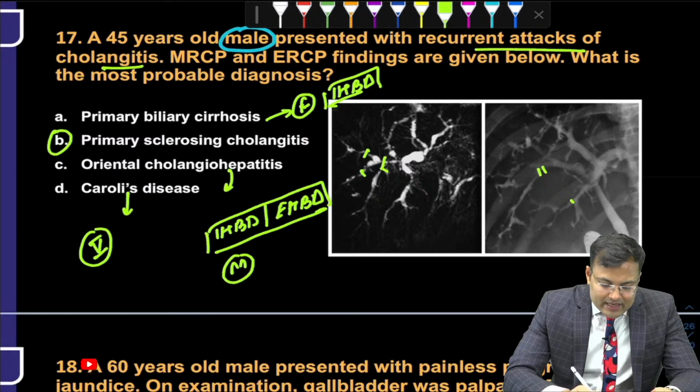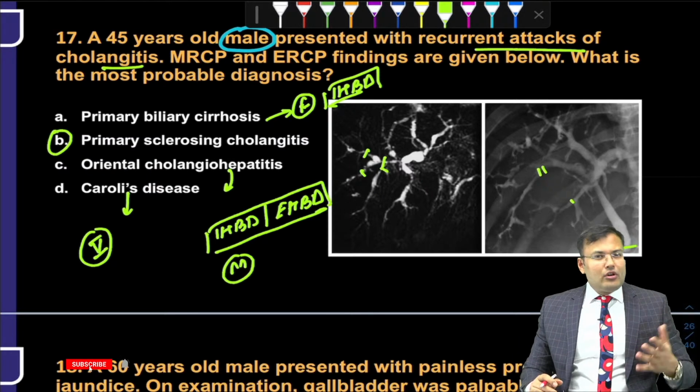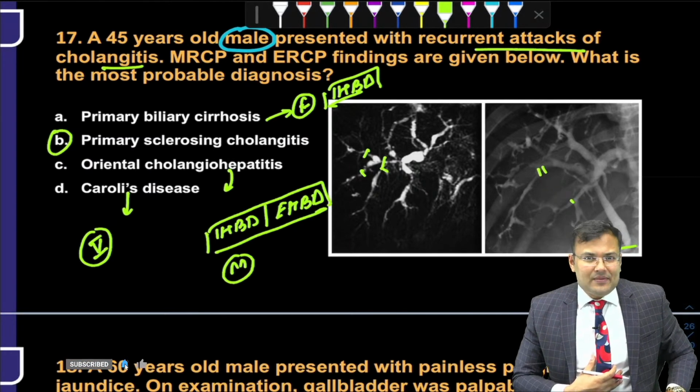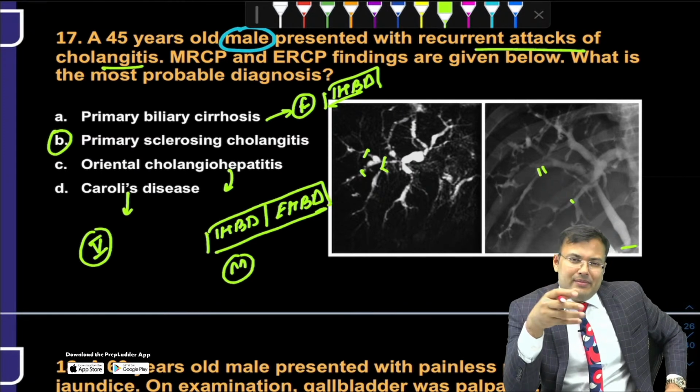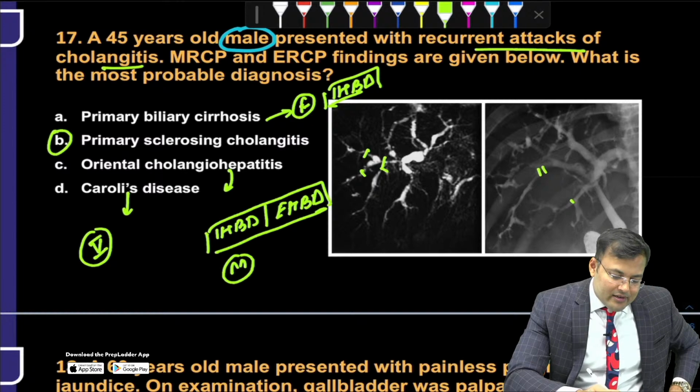What happens in oriental cholangiohepatitis? It is also known as hepatolithiasis. So multiple stones are there involving intrahepatic bile duct, CBD, involving gallbladder also. So here correct answer is B.